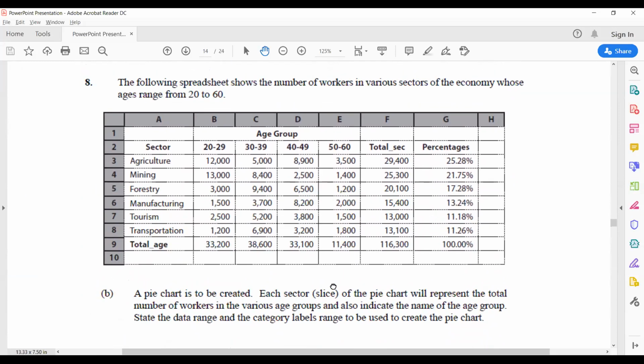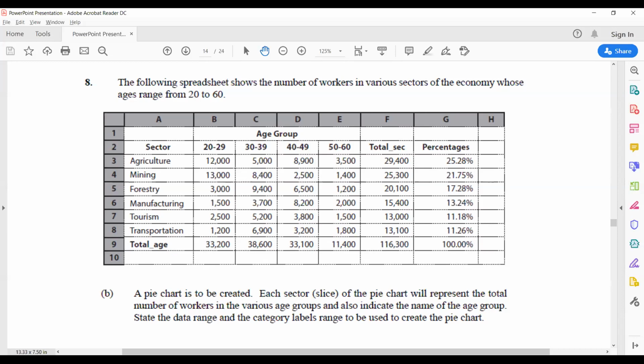Right. The next part of the question. A pie chart is to be created. Each sector or slice of the pie chart will represent the total number of workers in the various age groups and also indicate the name of the age group. State the data range and the category labels range to be used to create the pie chart.